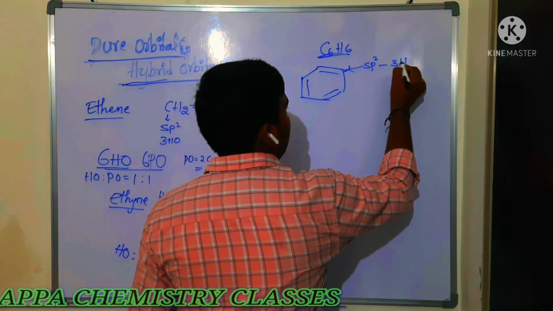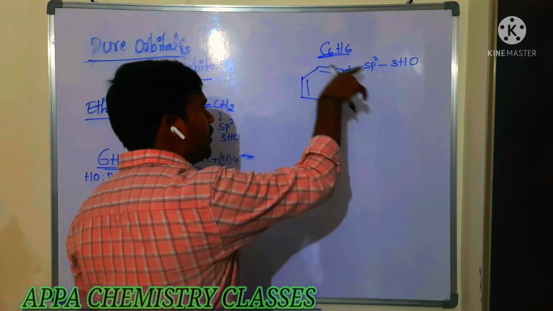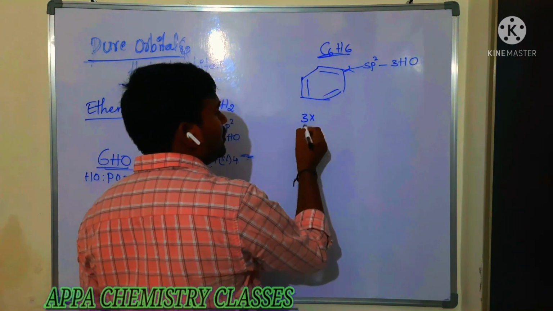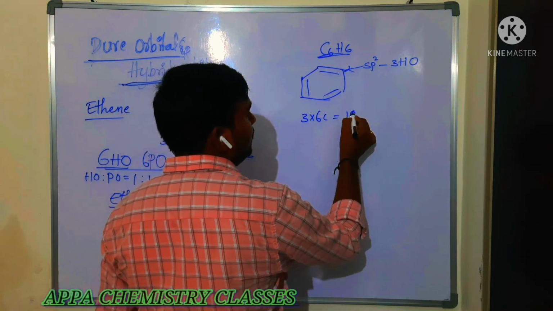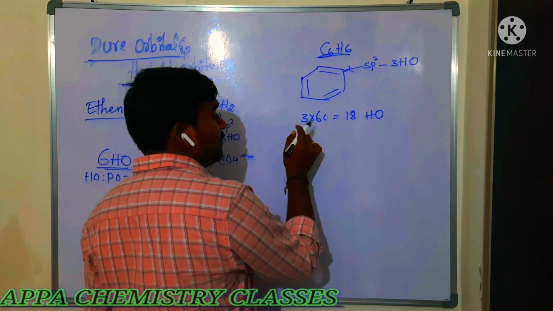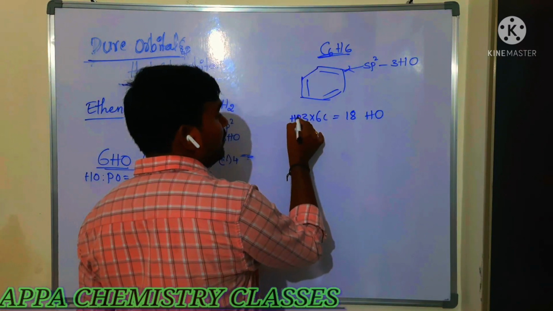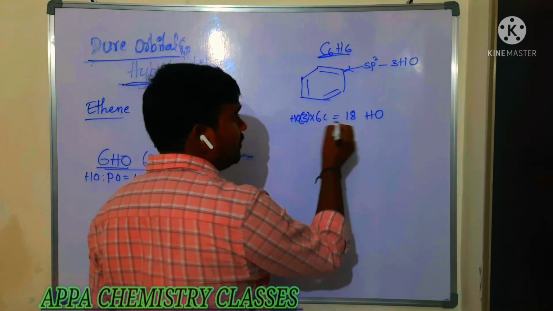sp2 in the sense how many hybrid orbitals? 3 hybrid orbitals. 1 carbon, 3 hybrid orbitals. Total 6 carbons are there. So that is 3 into 6 carbon atoms, that is 18 hybrid orbitals. Is that clear?